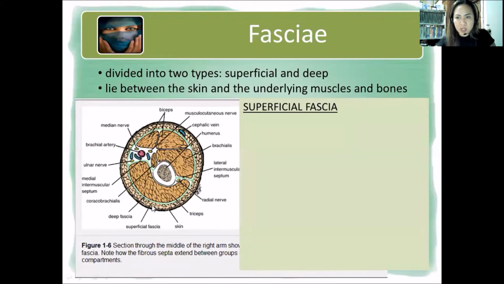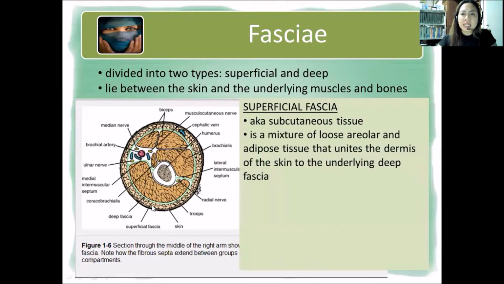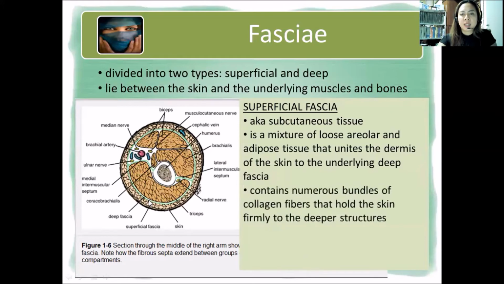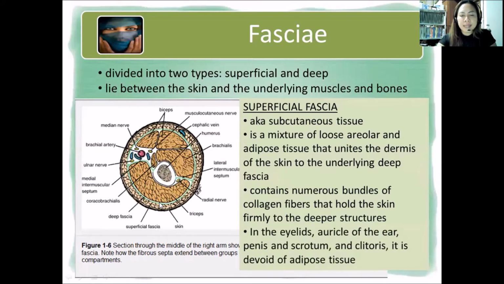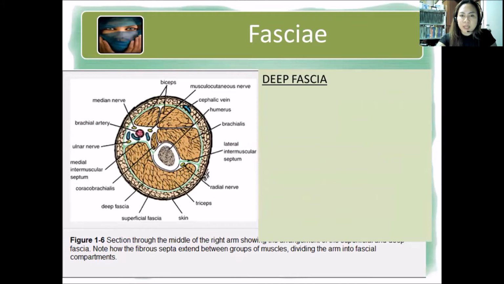So when we say superficial fascia, also known as subcutaneous tissue, it is a mixture of loose areolar and adipose tissue that unites the dermis of the skin to the underlying deep fascia. It contains numerous bundles of collagen fibers, so may mga collagen fibers dito, that hold the skin firmly to the deeper structures. And then, in the eyelids, sa mata, sa auricle of the ear, sa penis and scrotum and clitoris, it is devoid of adipose tissue. Walang adipose tissue.